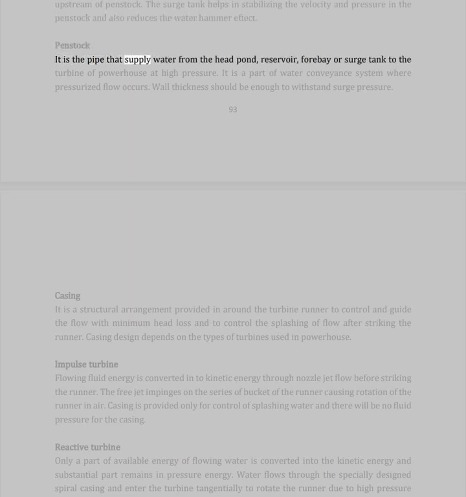Penstock. It is the pipe that supplies water from the head pond, reservoir, forebay or surge tank to the turbine of powerhouse at high pressure. It is a part of water conveyance system where pressurized flow occurs. Wall thickness should be enough to withstand surge pressure.